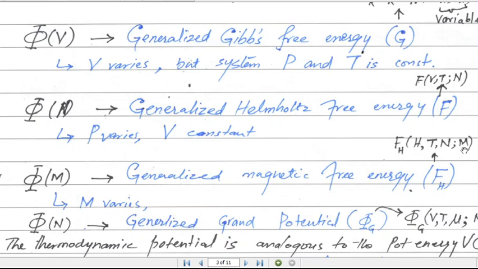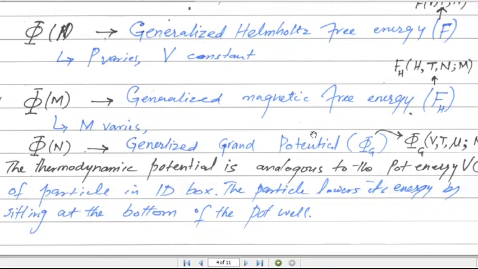Similarly, another energy of interest is the Helmholtz free energy, which is defined for systems which are held at constant volume and temperature. All these are different types of thermodynamic potentials, which are minimized depending upon the constraints which are applied to these systems.